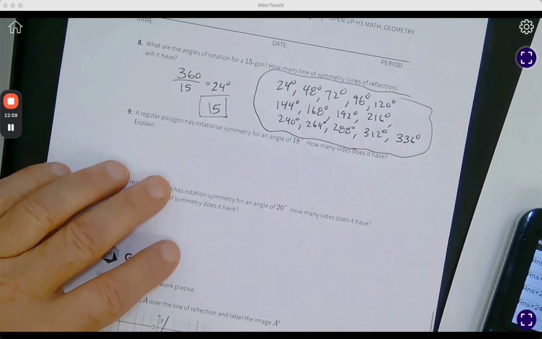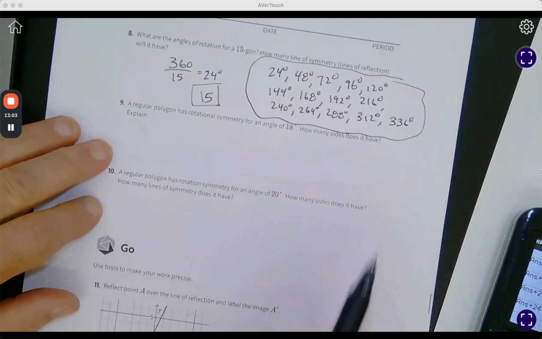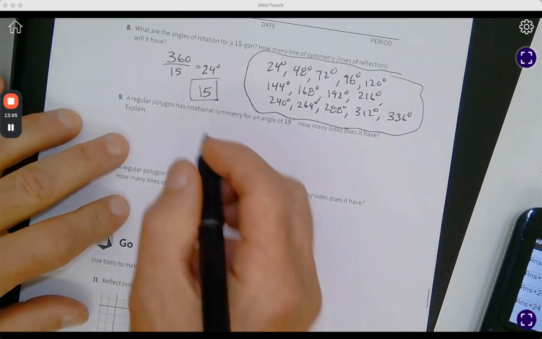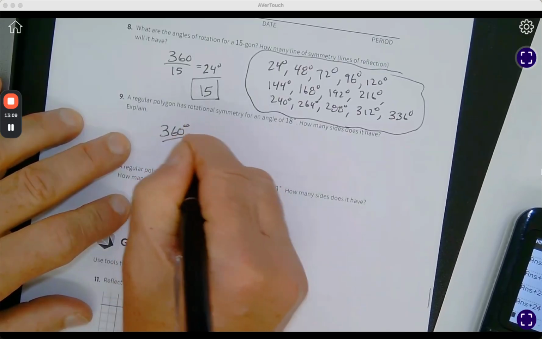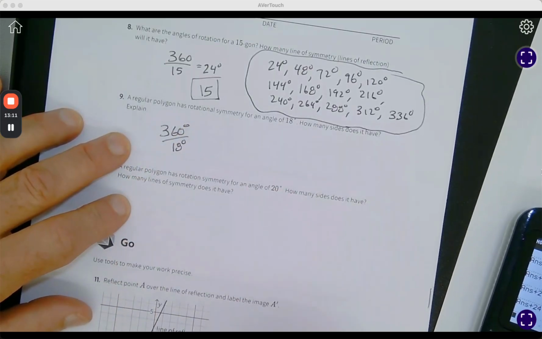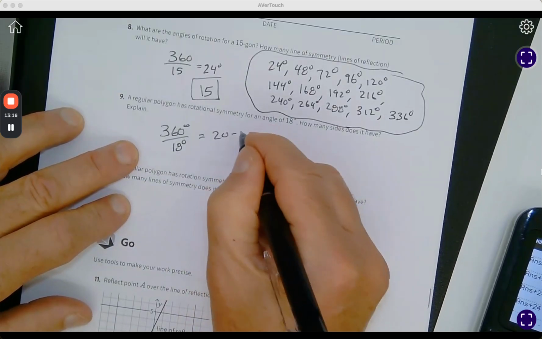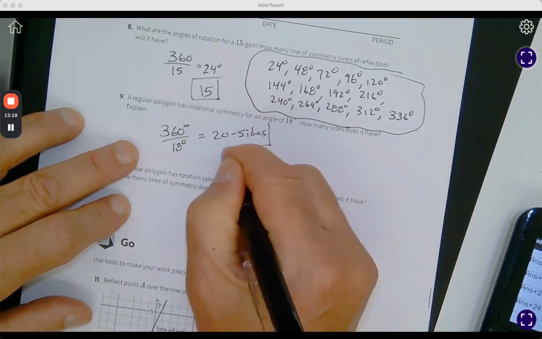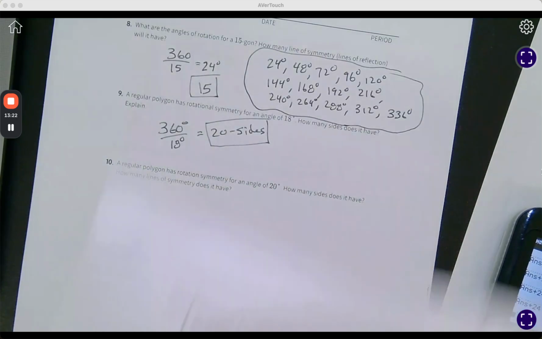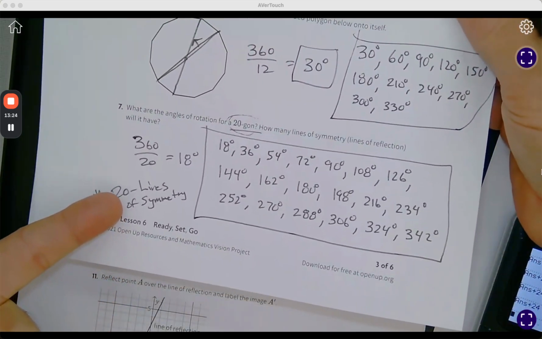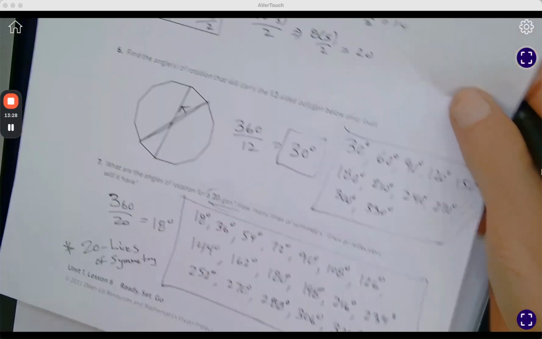All right, a regular polygon has rotational symmetry for an angle of 18 degrees. How many sides does it have? Well, if you just take the number of degrees in a full circle and divide it by the rotational symmetry, that'll tell you. 20 sides. That was a problem we did earlier. That was basically problem 7. 20-sided, 18 degrees. But we went backwards.